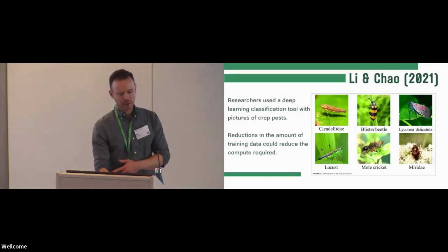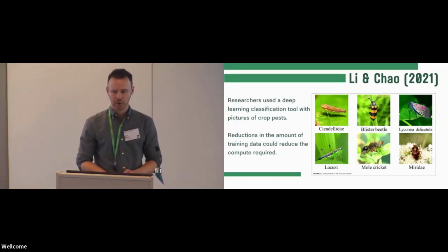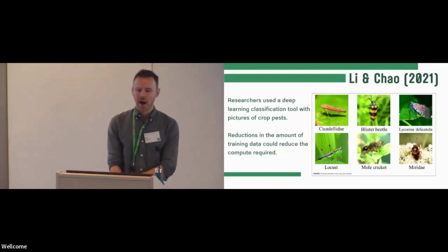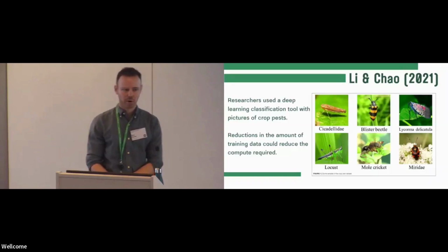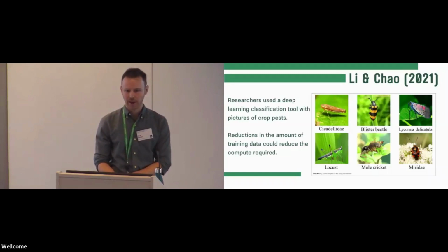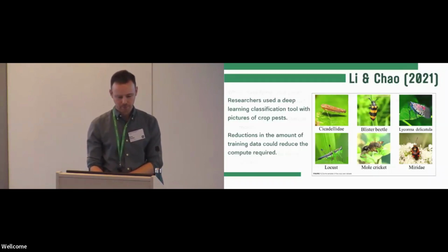As people know, these models, deep learning models, often use a large amount of data over a long period of time to train up classification accuracy. And obviously, the more computing you're doing, the more energy you're using, the more carbon you're emitting. So if you can reduce the amount of data you're putting into these models in the training, you can effectively reduce their footprint.